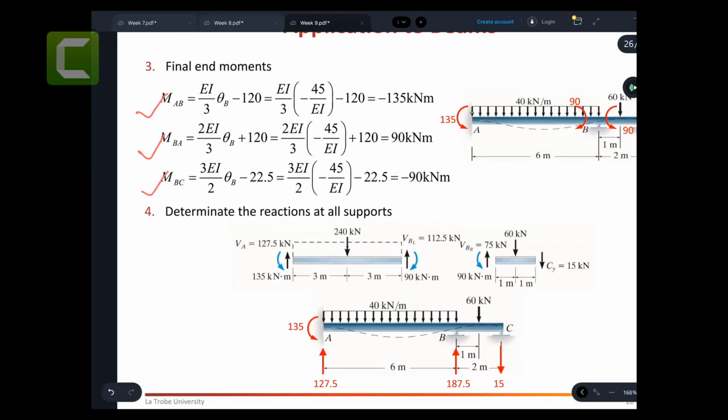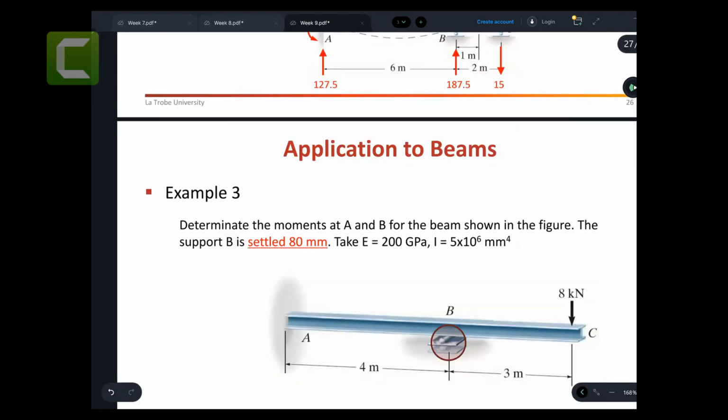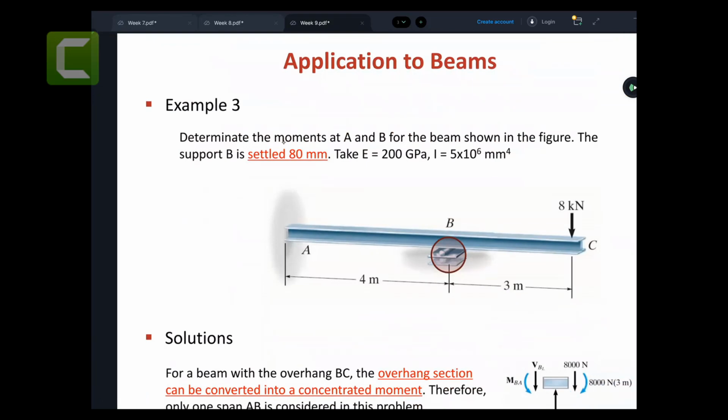And then you can just simply use these ones and find out this reaction force using those end moments. You can also take these ones and calculate the reaction forces. Those are the reaction forces. Okay, when you have a settlement, 80 millimeters, same thing.